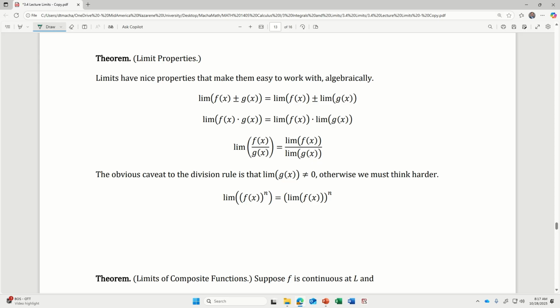If I am dividing, on the inside of a limit, I've got f divided by g. Just take the limit of f and the limit of g. That works as long as g does not have 0 as the limit. If the limit of g is 0, then you can't apply that division rule because you can't divide by 0, so you need to think about it a little bit more.